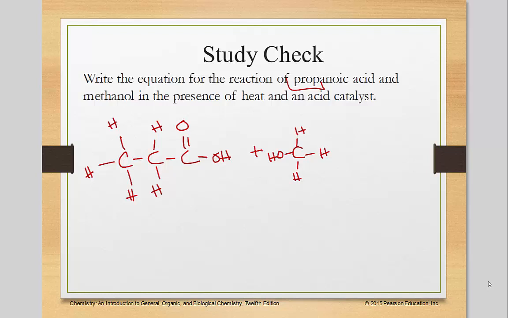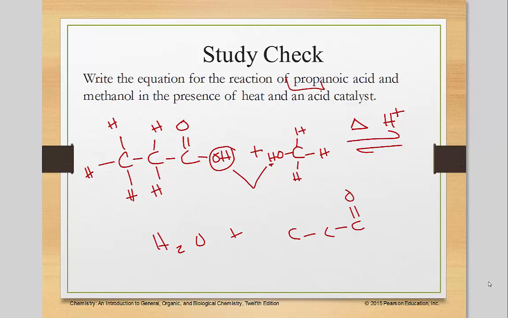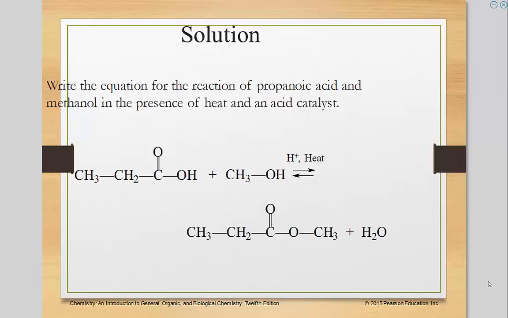So the OH here is going to attach itself to the hydrogen here. And this is happening with heat and an H+ catalyst, with an acid catalyst. So we're going to get H2O when we're done, along with the propanoic part, which becomes propanoate, and then the methyl part. I'm going to shorthand it. So here you go. Here's the propanoic acid, the OH and the H come together, so that oxygen and that carbon come together.